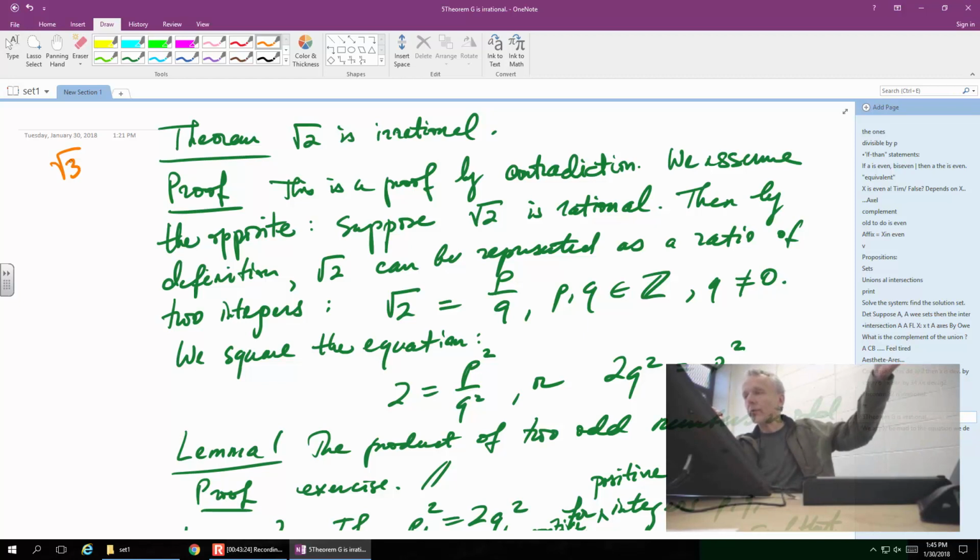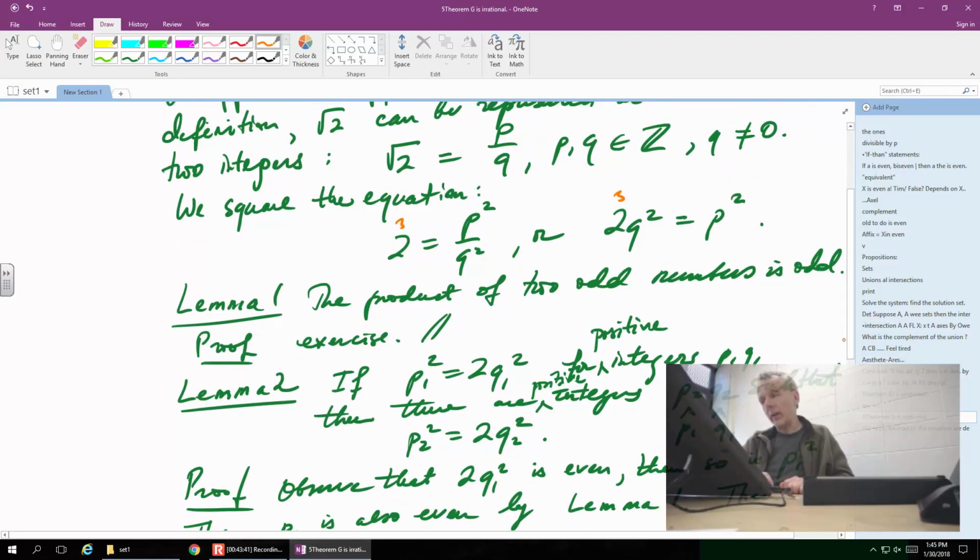Suppose square root of 3 is rational, then by definition it can be represented as a ratio of P over Q. I replace 2 with 3, all good. That equation becomes 3 is equal to P squared over Q squared, or 3Q squared is equal to P squared, so I'll have 3 here, 3 there, right? So that doesn't change. What happens to lemma 1?